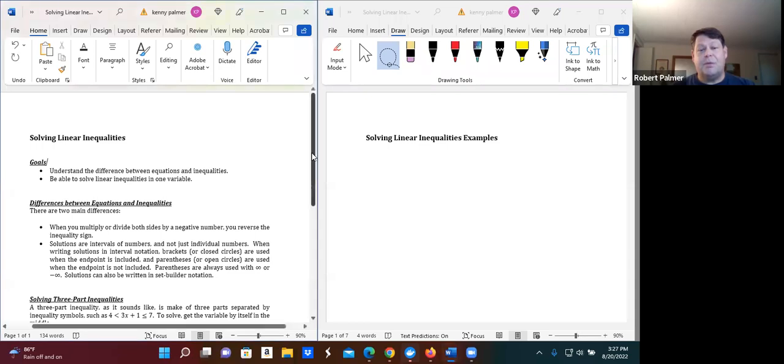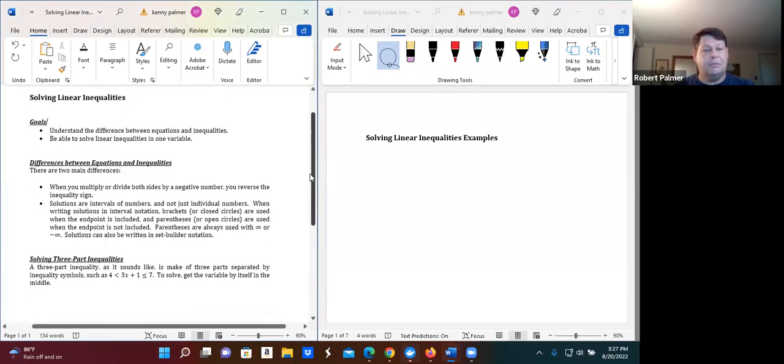So first, let's talk about what the differences are. There are two main things. We basically have the same rules for solving inequalities as we do for an equation. You can add the same thing or subtract the same thing on both sides, and also multiply or divide both sides by the same non-zero number. But the only difference is when you multiply or divide both sides by a negative number, you reverse the inequality sign. That's the only difference. It only happens when you multiply or divide both sides by a negative number, but only then. That's the only time. The other difference is that your solutions are intervals of numbers, not just individual numbers.